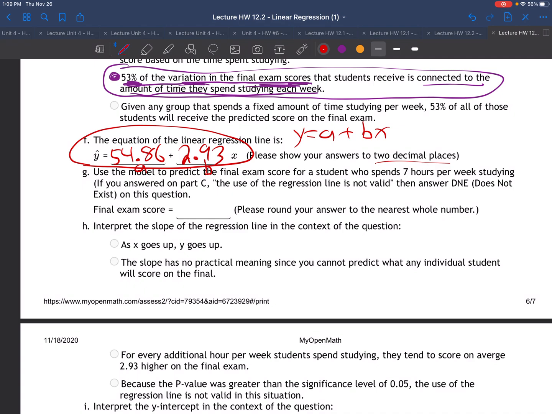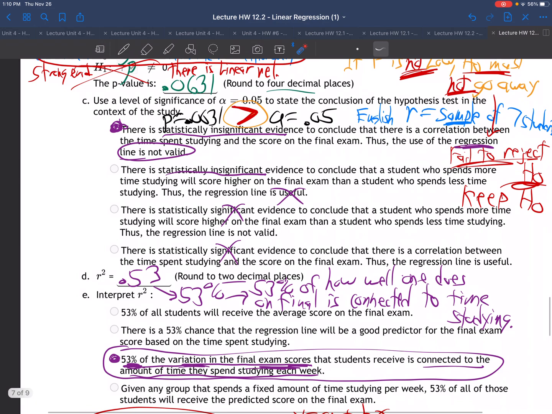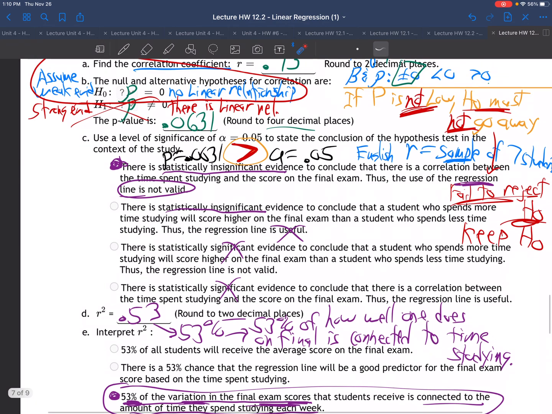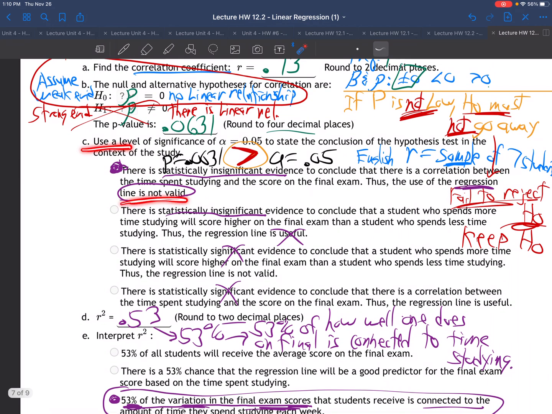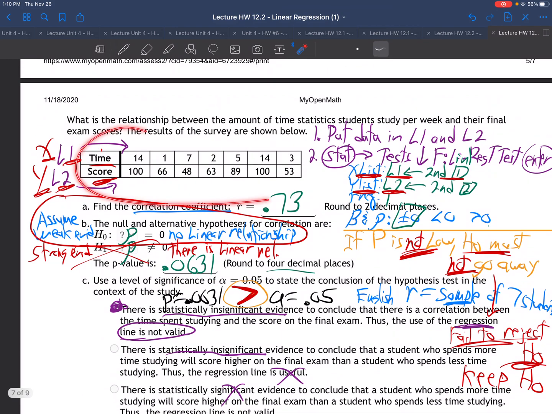Now it says on this one, use the model to predict the final exam score for a student who spends 7 hours per week studying. If you answered on part C, the use of the regression line is not valid, then D and E does not exist. Did we do that on part C? Yeah, we did. On part C, we said the use of the regression line is not valid. Why did we say that? Well, because the p-value is too high, the chance of luck, meaning we don't believe that these guys are connected.